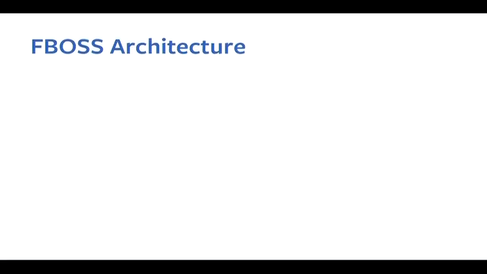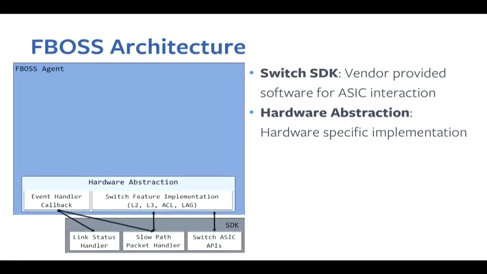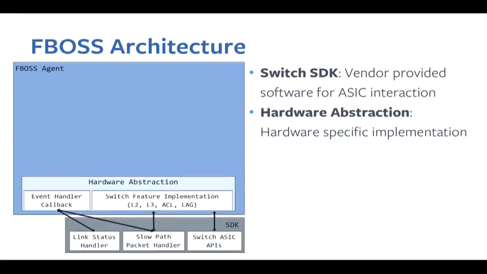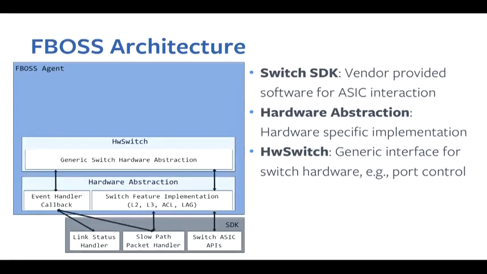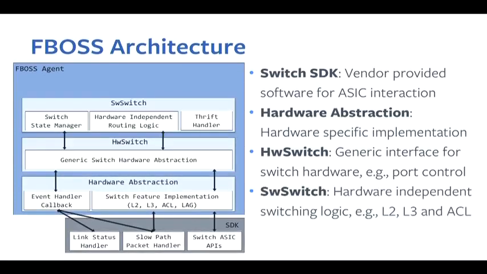Let's dive deeper into the FBOSS architecture. Each of these pieces is presented with more details in the paper. First of all, the switch SDK sits closest to the hardware, providing the interfaces to interact with the hardware. Secondly, within the FBOSS agent, we created a layer called hardware abstraction that contains the hardware-specific implementation. Above the hardware abstraction, we have an interface called hardware switch that provides generic interfaces for controlling the switch hardware. Hardware abstractions provide an implementation of hardware switch. Then using the interfaces provided by the hardware switch, the software switch implements the actual switching logic.